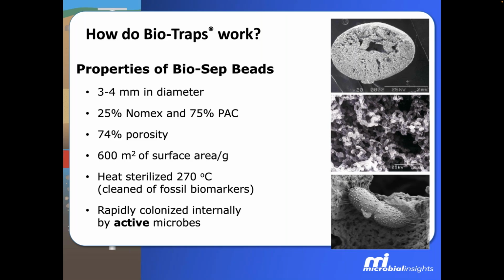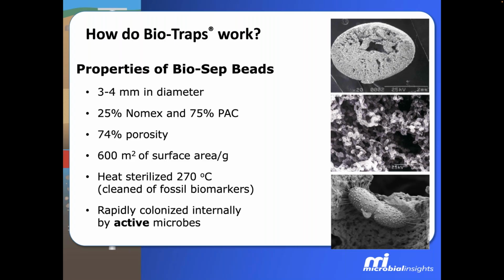So how do biotraps work? Well, the magic of biotraps is in the collection medium, and that's what we call bioset beads. If you're not familiar with this material, these beads are about 3 to 4 millimeters in diameter. They're made of only two materials, Nomex and powdered activated carbon. Nomex is the same material that's used in fire retardant suits, so it's very thermally stable, and you'll see why that's important in a moment.